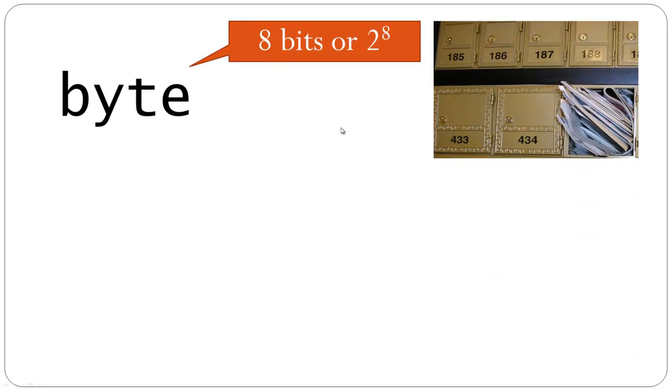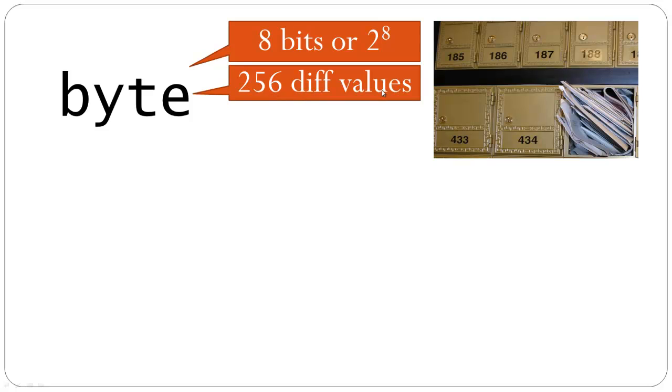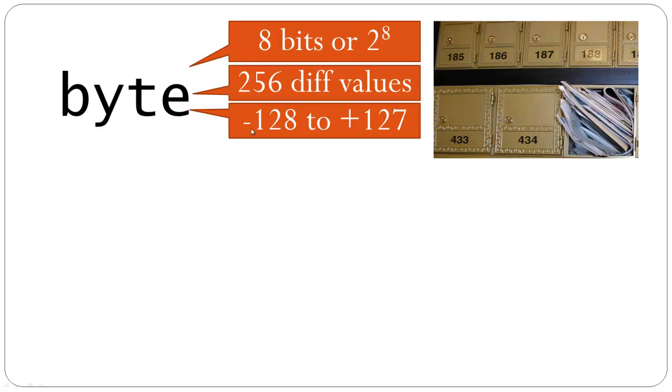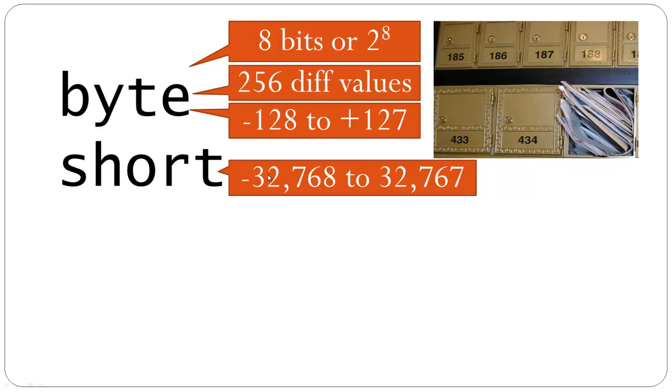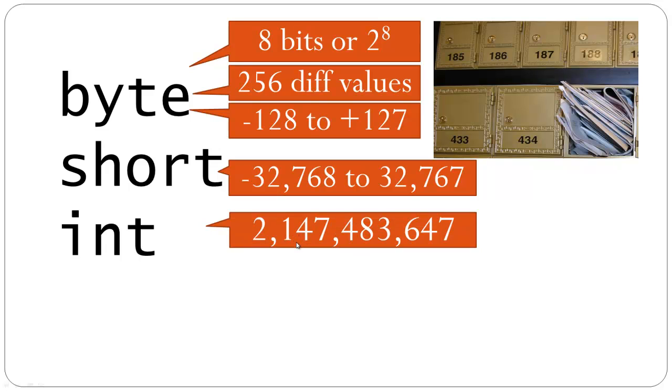Let's see how big of a value these types can hold. A byte has 8 bits, hence it can hold 2 to the power of 8 different values, which is 256 different values. So byte holds values from negative 128 through positive 127. Similarly, short has 16 bits or 2 bytes and holds values from minus 32,768 to plus 32,767. Similarly, int is most commonly used and it holds a number which is larger than 2 billion. On the negative side also, it holds a number smaller than 2 billion.